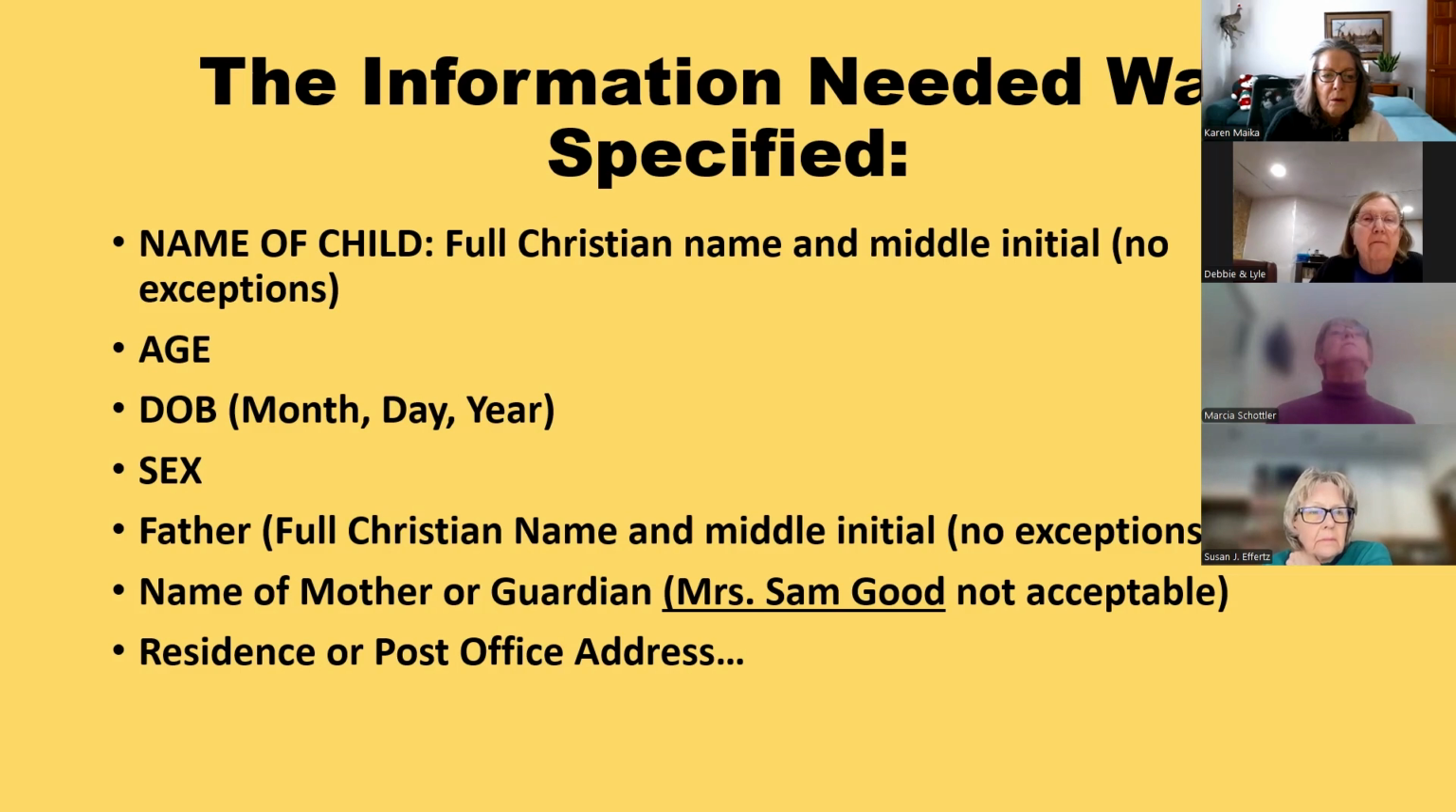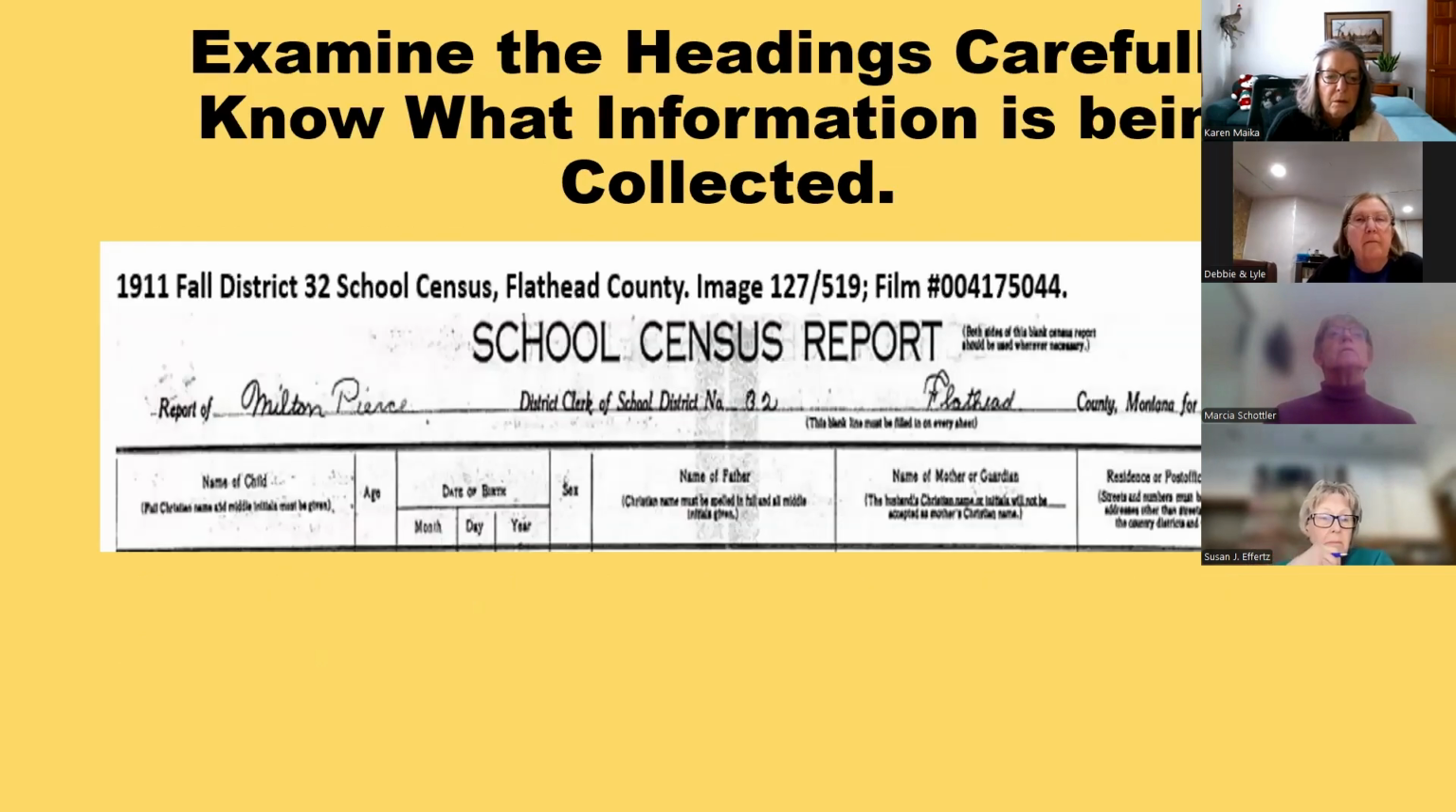And so I had the advantage for what was needed in Montana, as listed here. Notice that for the name of the mother or guardian, they said Mrs. Sam Good is not acceptable. You have to have Lucretia Good as her name, for example. And by the way, the school clerks were held responsible to get that information. They were to get it.